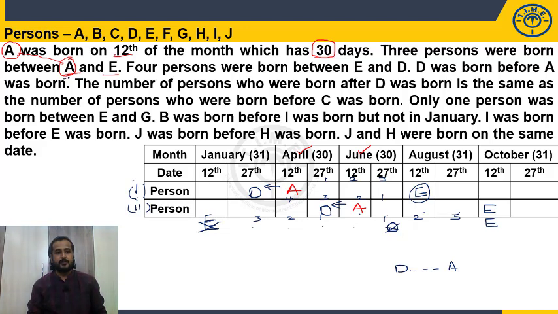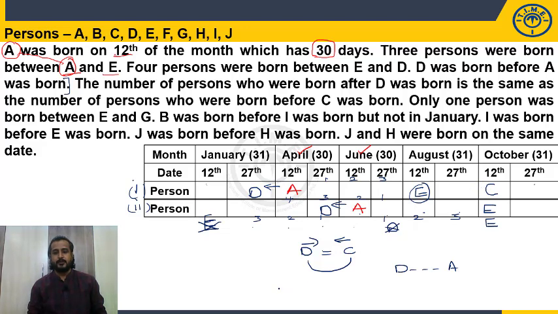What is given? Till here, complete information is utilized. The number of persons who were born after D is the same as the number of persons who were born before C was born. What kind of statement is this? Corresponding positions from either end. So D is second from the front. First, second. So C must be second from the end. Then it is satisfying the condition. Corresponding positions from either end.